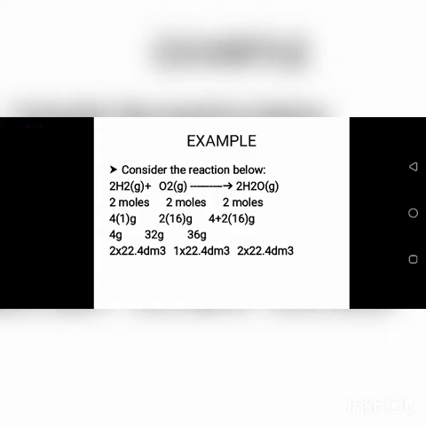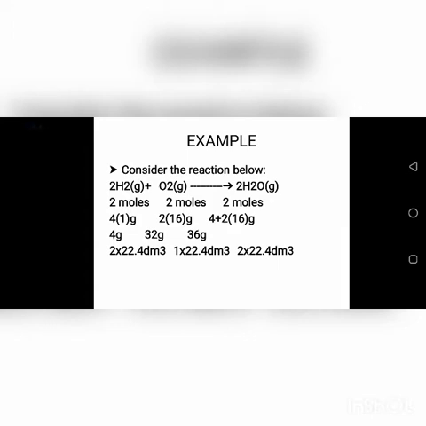And for oxygen, O2, the mass number of oxygen is 16. So that 2 multiplied by 16 gives us 32 grams. That is for oxygen. And for water, 4 for hydrogen plus 2 times 16, that gives us 36 grams. So I've been able to express them in terms of the molar mass of each of the atoms or molecules.